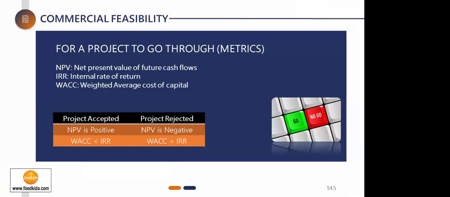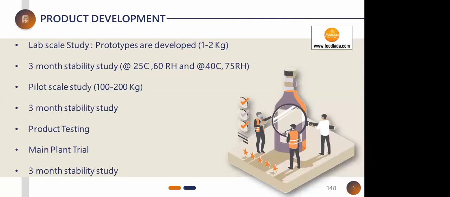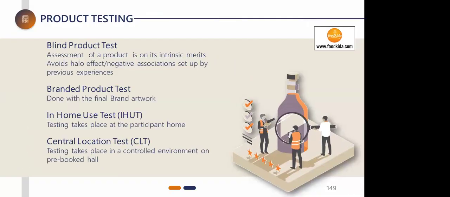So basically, this commercial feasibility is over. You come to lab scale study, prototypes are developed, 3 months stability study at 25/60, 40/75. Pilot scale study, you get 100, 200 kg, again a 3 month stability, then do product testing, main plant trial and 3 month stability. This is what the standard procedure is.